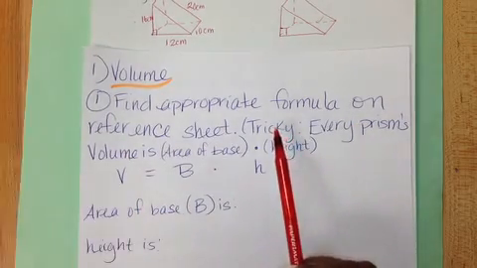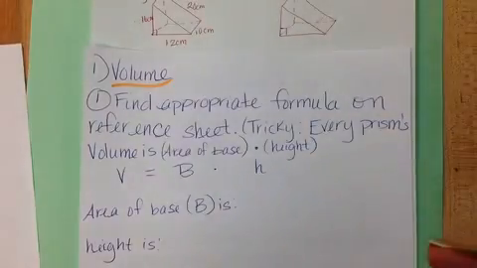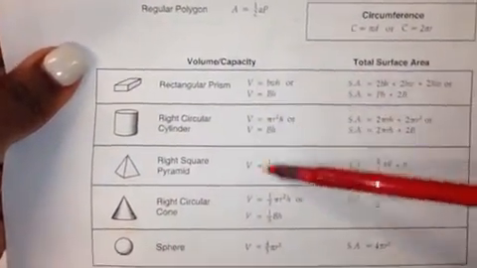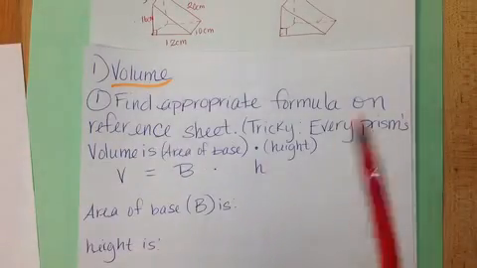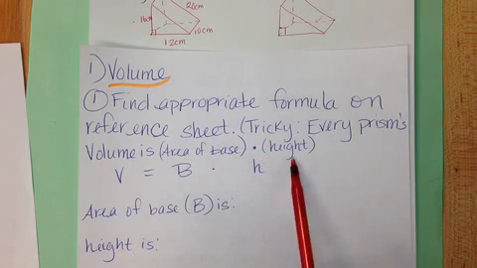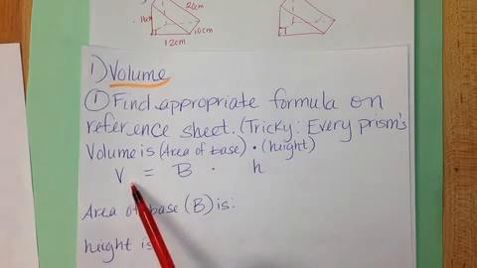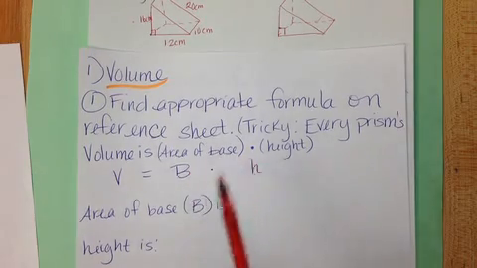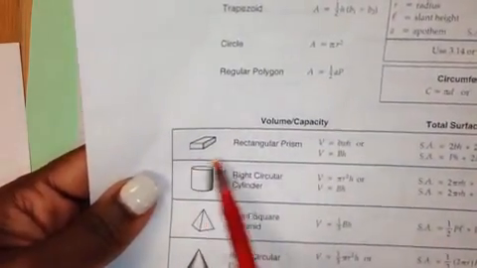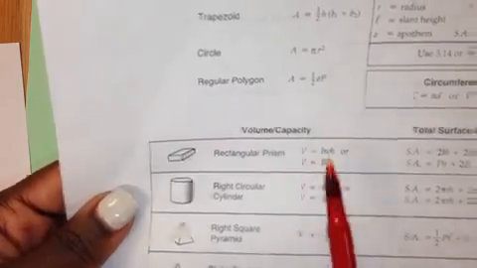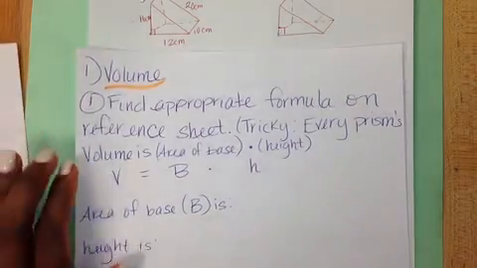Now this is tricky because when I look at the reference sheet, I note that there's no rectangular prism for the volume formulas, but there's something that I want you to note from this point forward. Every prism's volume is the area of the base times its height. So here the formula is V equals big B, which means the area of the base, times the height of the entire figure. If you take a look at your reference sheet, you'll see that that is the volume formula for the rectangular prism. Okay, so let's go ahead and move on.